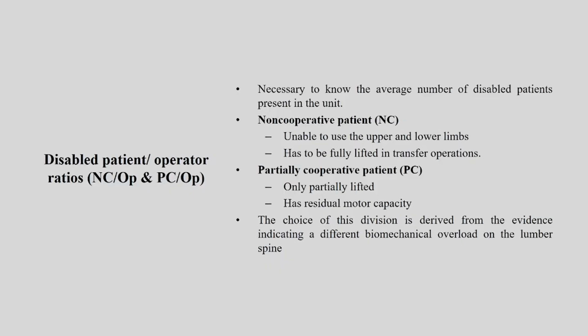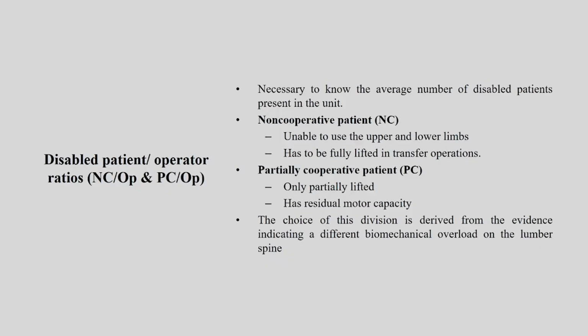So, if we have all this information with us, then we can get a ratio which will describe the non-cooperative patients divided by the number of people available to handle them, and partially cooperative patients divided by the number of people to handle them. So, this ratio you will be getting in this particular section. That is the disabled patient divided by the operator ratio. Okay, the disabled patient and operator ratio that we are going to get in this particular section.